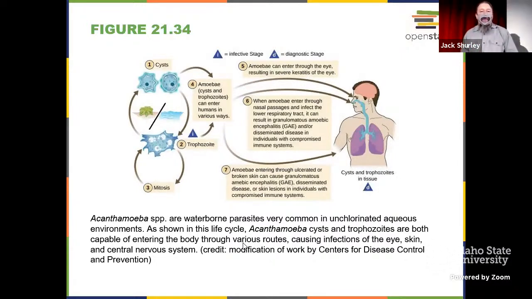We will pick up with the Acanthamoeba on Wednesday. This is a good one. Good stuff. Okay, so some protozoal organisms are where we will transition. All right, any questions or concerns?